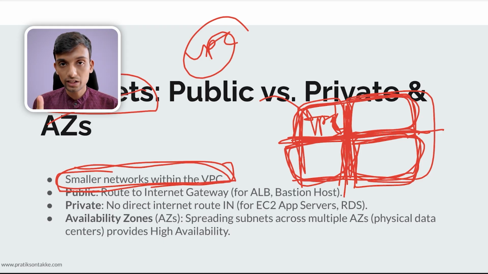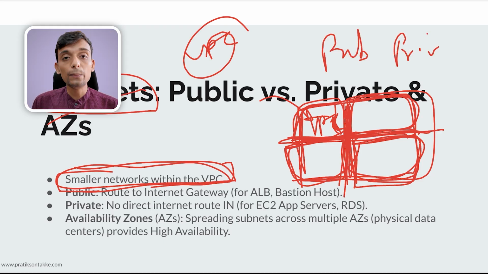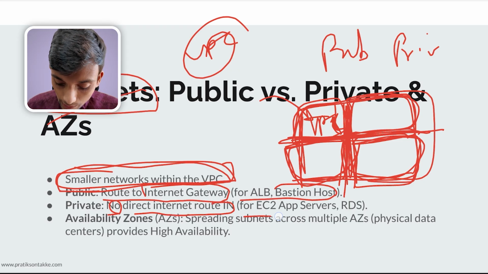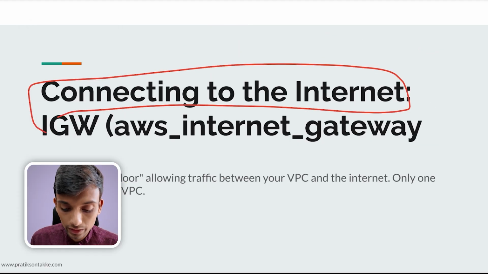There are 2 types of subnet. I already explained it: public and private. Public means community hall. Private means bedroom. As simple as that. Route to the internet gateway for ALB and Bastion host. Forget about it. No direct internet routing. EC2 app and service.